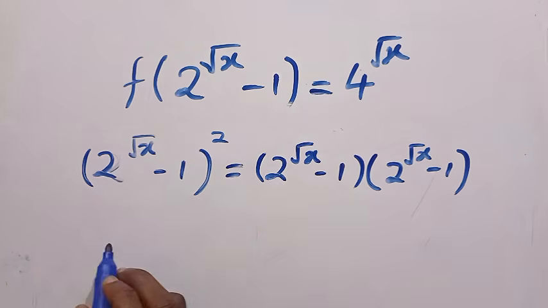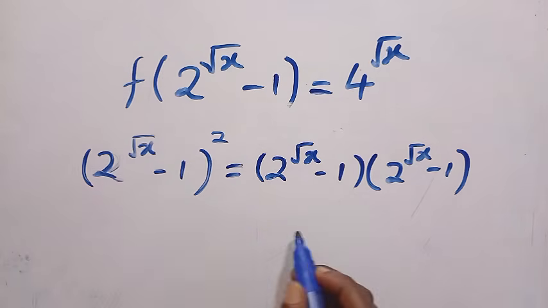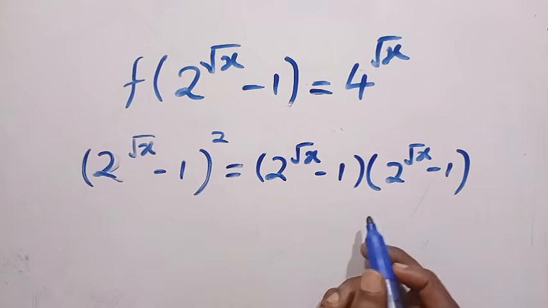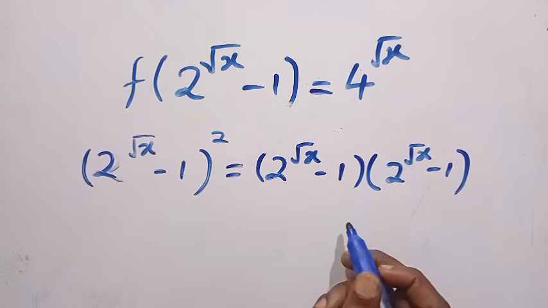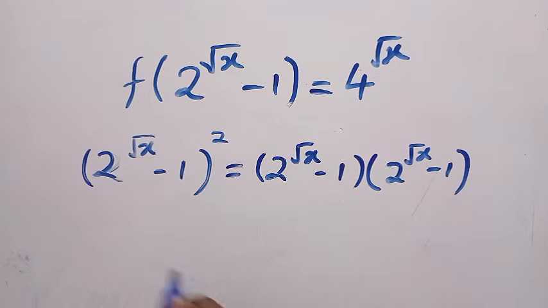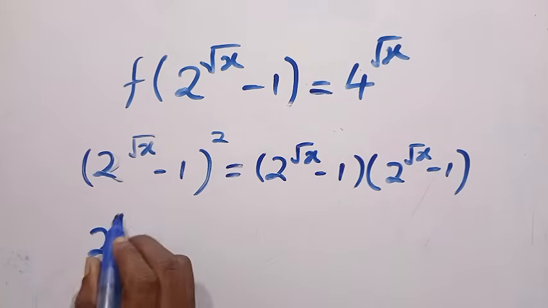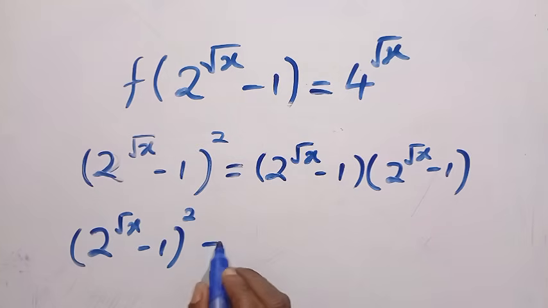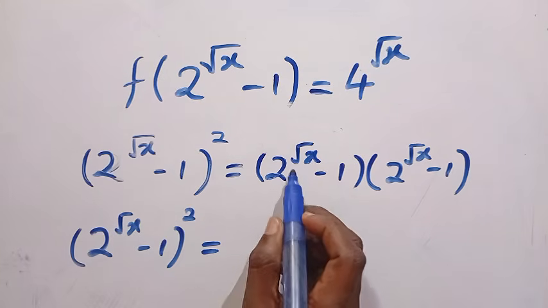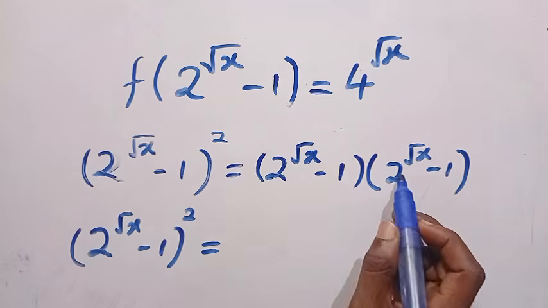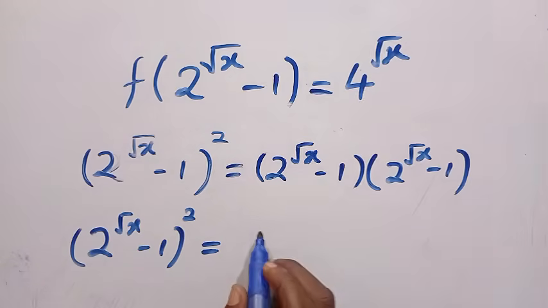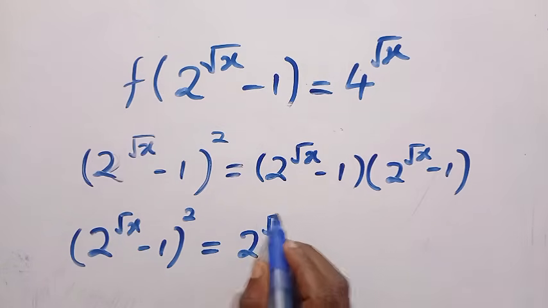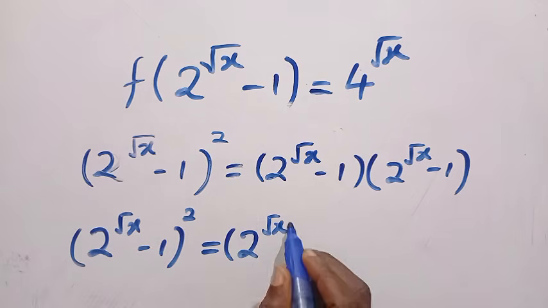I want to expand this side following (a + b)² or, let's say, (a − b)². Expanding that one out, so we compare it with this. This side is (2^√x − 1)² equals, if I multiply 2^√x with 2^√x, we are going to get (2^√x)².